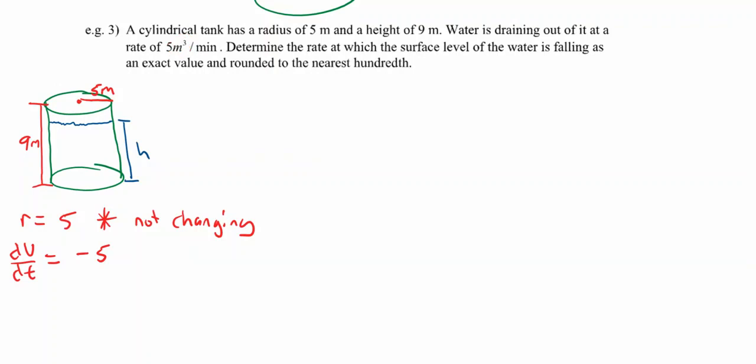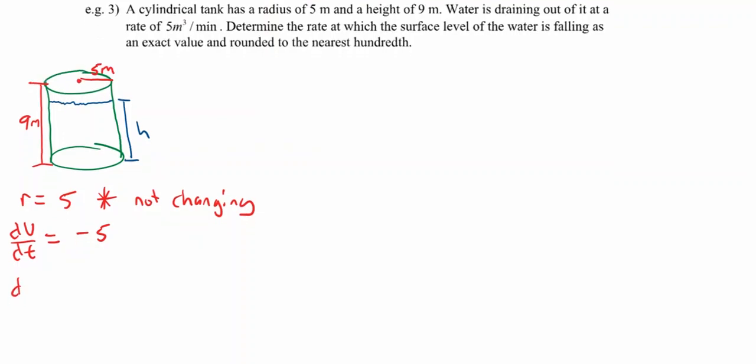And then we're looking for, well, what are we looking for? Determine the rate at which the surface level of the water is falling. What would that be? How fast the blue H is shrinking. And in Leibniz notation, what would that look like? That would be dH dt. Perfect. That's what we're looking for.